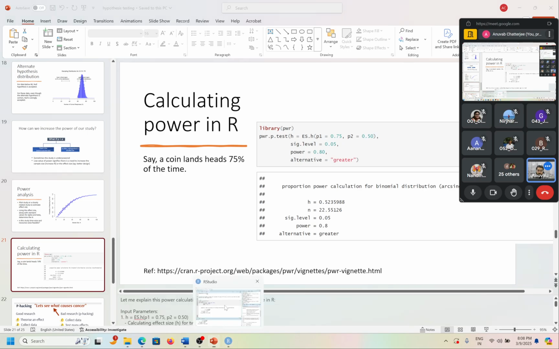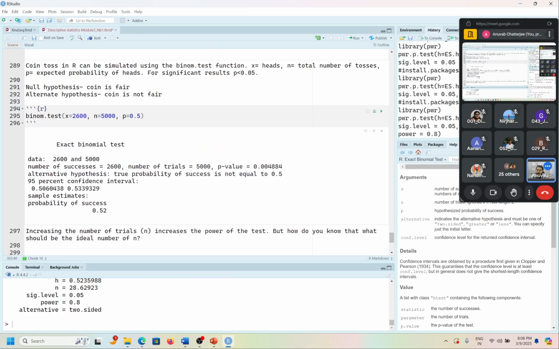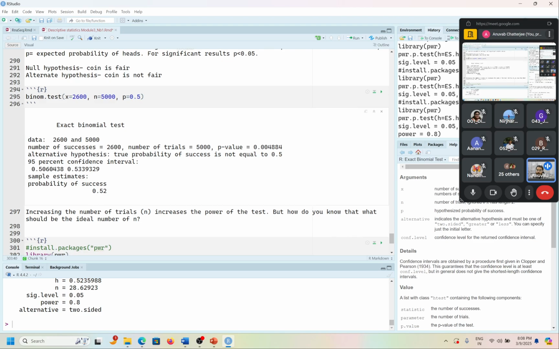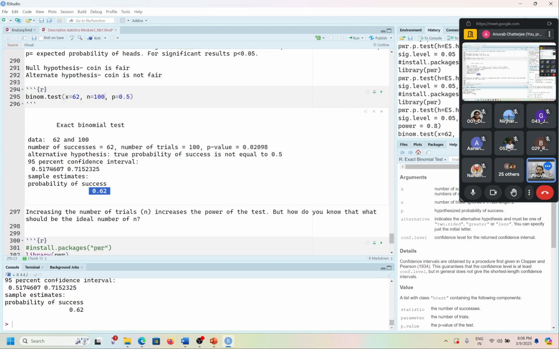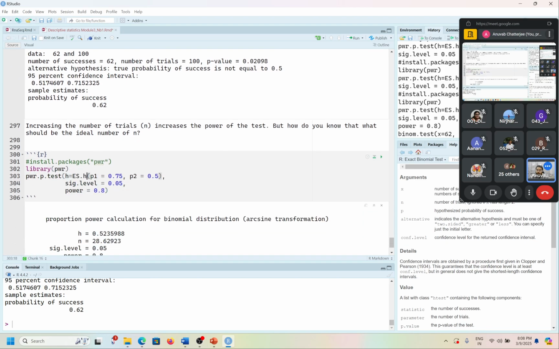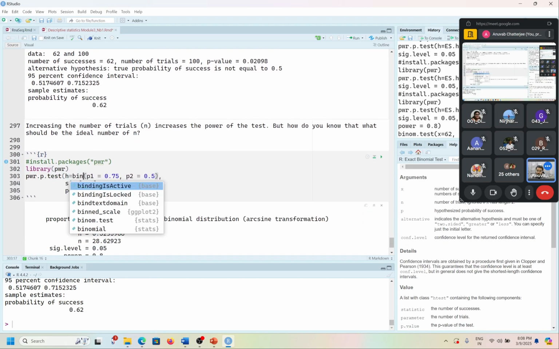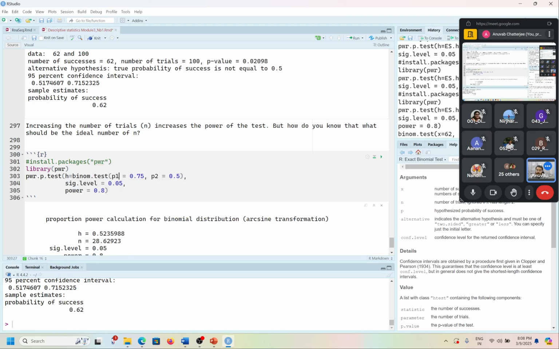So for example, if I got 62 heads out of a total of 100, the probability was 0.62. So I want to differentiate between a 62% probability and a 50% ideal probability. The significance level is 0.05 and the power is 0.8.